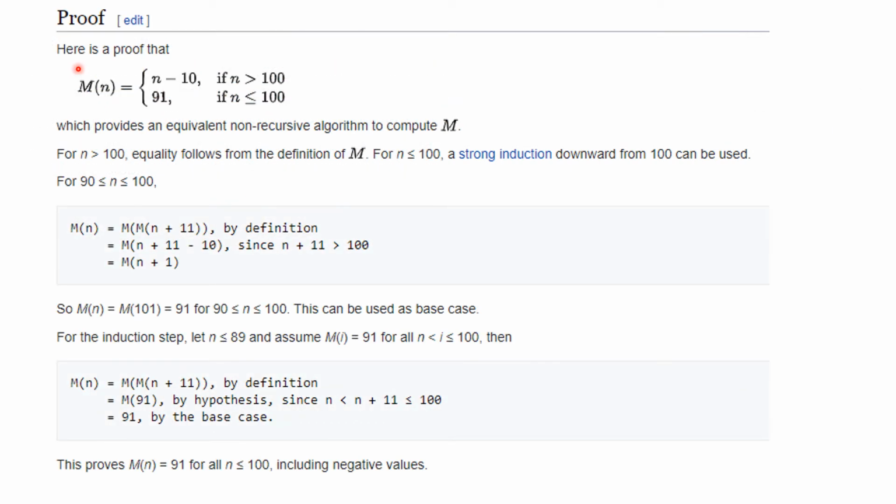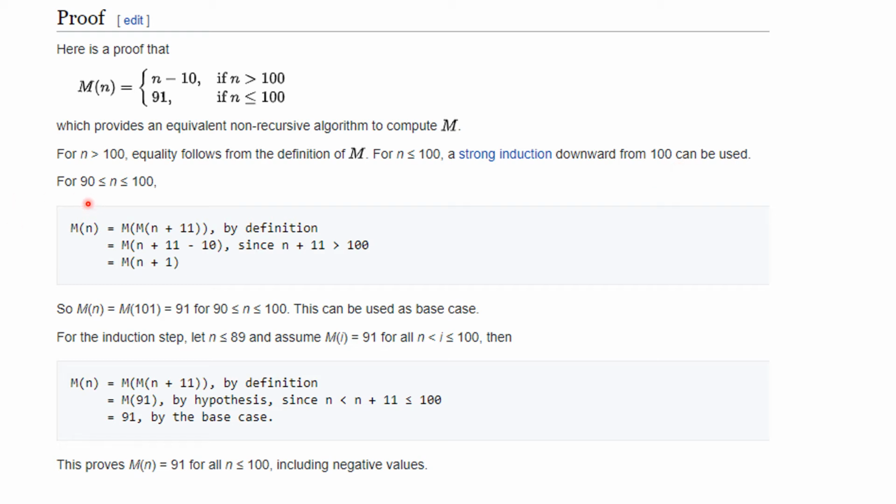And in fact, you can prove that the McCarthy M function is equal to: M(n) = n - 10 if n is greater than 100, and it's always 91 if you have any n less than or equal to 100. And this is proven by induction, and it's strong induction downward, which is a little bit different than what we've talked about. So for n greater than 100, it happens directly from the definition. For n less than or equal to 100, strong induction downward from 100 can be used.